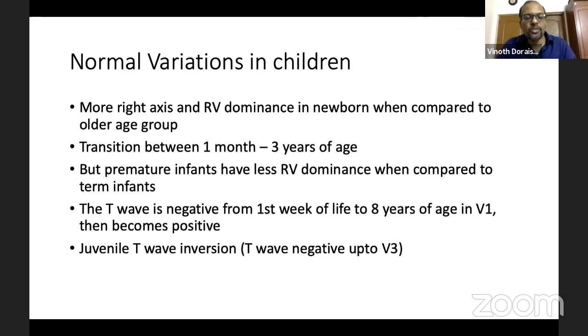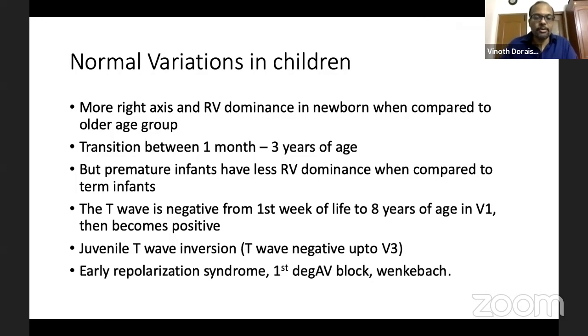And something called juvenile T wave inversion. Usually the T wave after 8 years of life should become upright in V1, and T waves can normally be inverted up to lead V3 in children. So T wave inversion up to V3 is taken as a normal thing in children. This is called a juvenile T wave inversion.